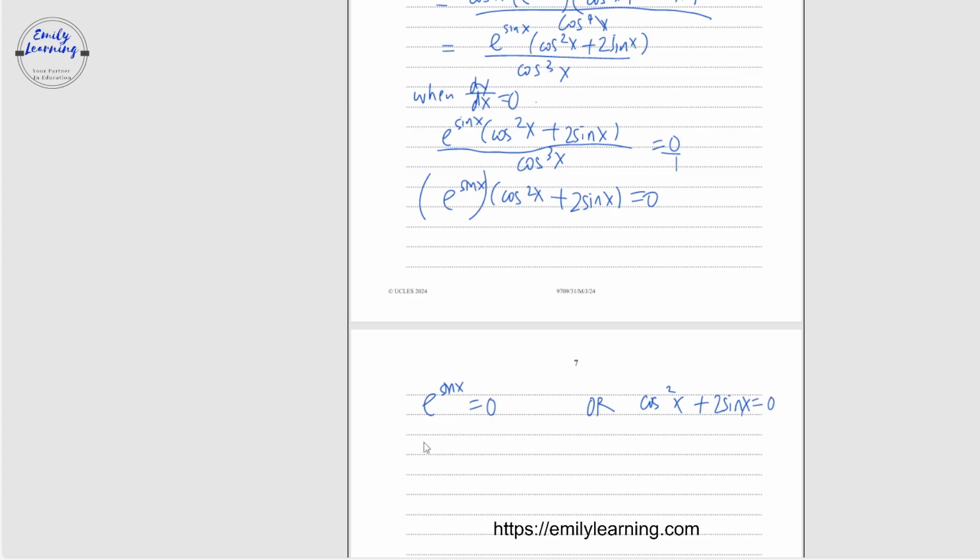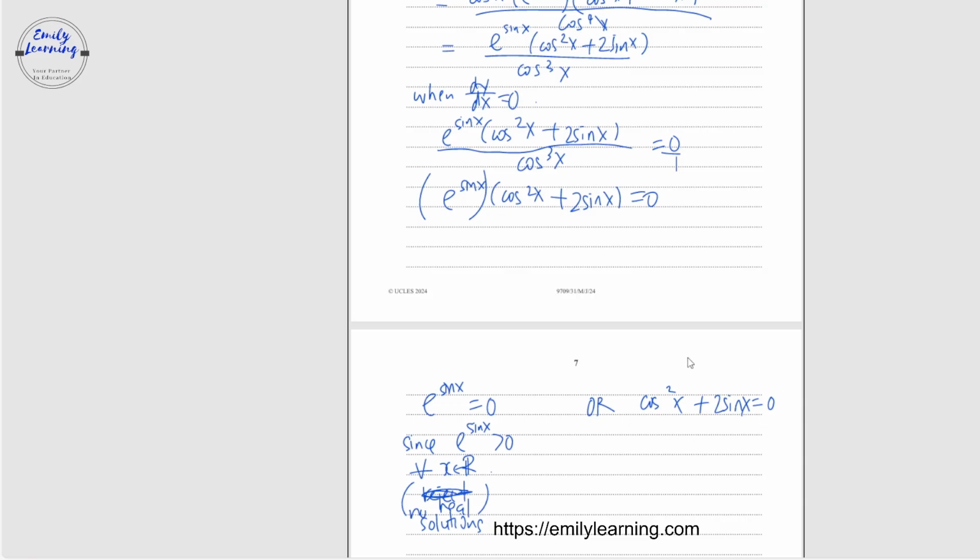I know that e to the power of anything will always be more than 0. So we can write, since e to the power of sine x is greater than 0 for all real x, therefore we reject. No real solutions of x for this one, because e to the power of sine x will always be more than 0. It cannot be equal to 0.